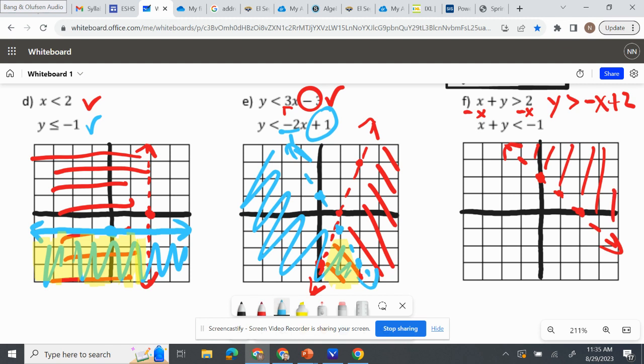For the second one, once again, I subtract the x. I get y is less than negative x minus 1. This time I go to negative 1 on the y-axis. Negative x means I go down 1 to the right 1. I do it again, and what I get is a dashed line. This time it's less than, so I shade below. What I notice about this one that's different than the other ones is that they don't overlap. So that means that the answer is no solution.